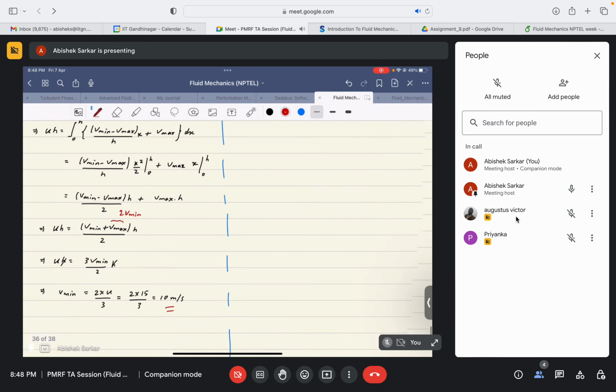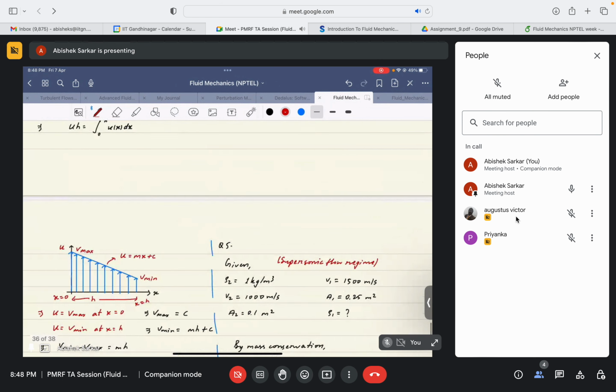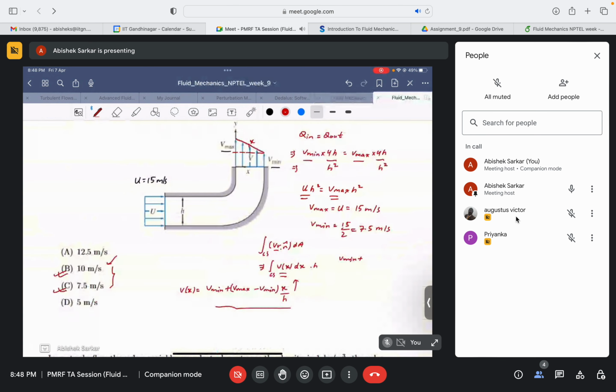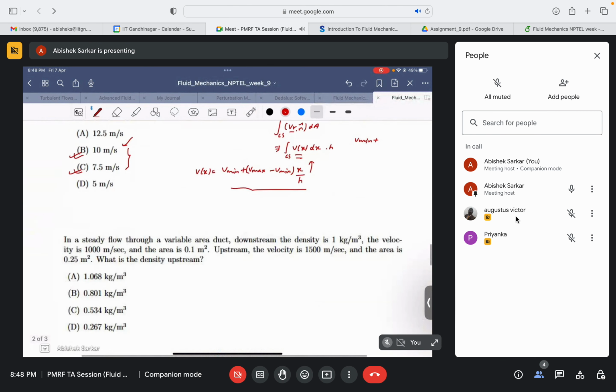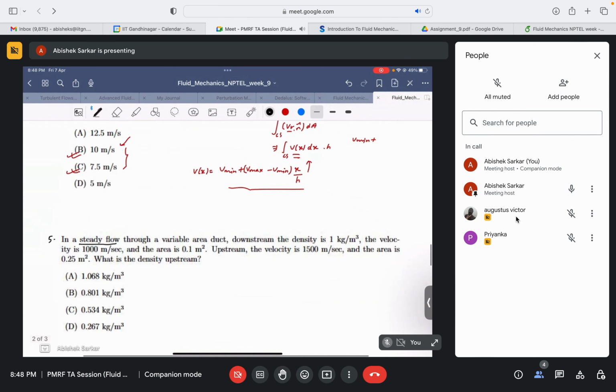Okay then. Let us look into the second final. It's the fifth question, I guess. Actually, it's a very simple question, but a very conceptually interesting question. So let us look into the concept later, but solve the question first. In a steady flow through a variable duct, again, it is mentioned it's a variable duct. Say it can be of this form.